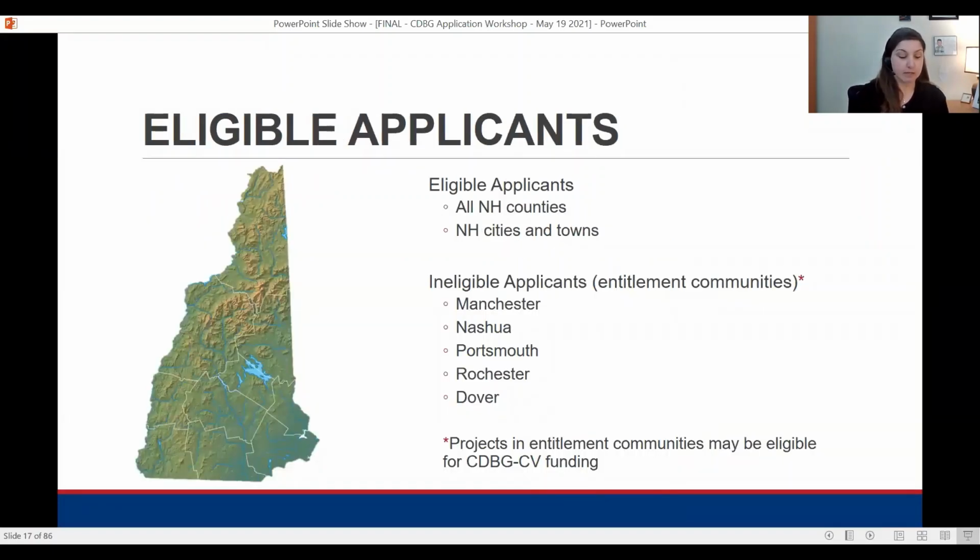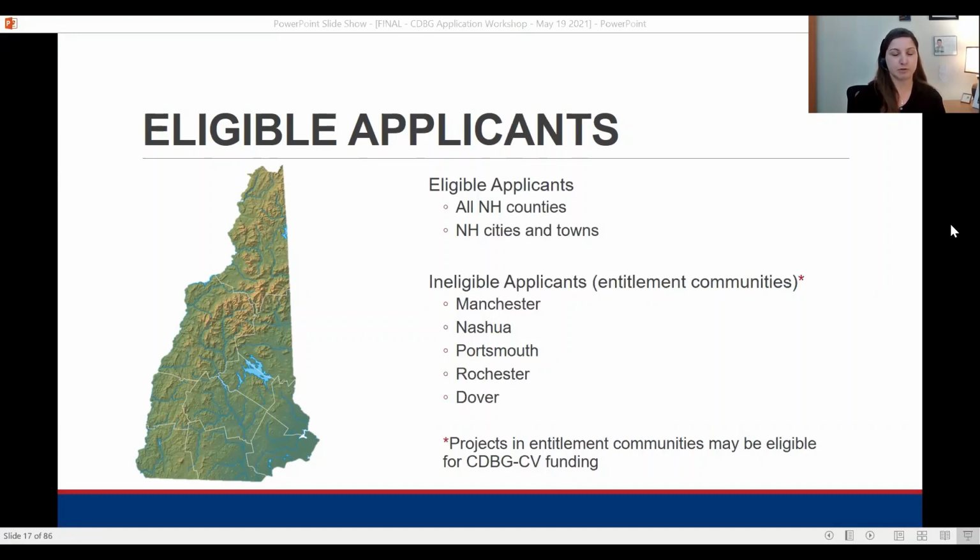Eligible applicants. So awards are made to municipalities or county governments and are often subgranted to a subrecipient, which is typically a nonprofit. So who can apply? All New Hampshire counties and all New Hampshire cities and towns, with the exception of entitlement communities. This is in regard to our regular formula CDBG funds. It is for all of the communities except for Manchester, Nashua, Portsmouth, Rochester, and Dover. And again, those are referred to as entitlement communities.